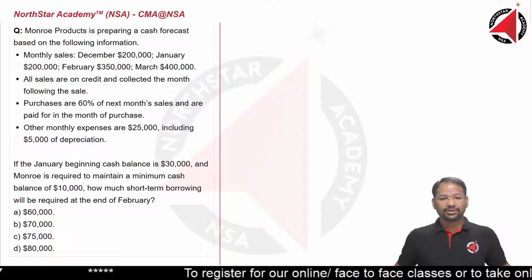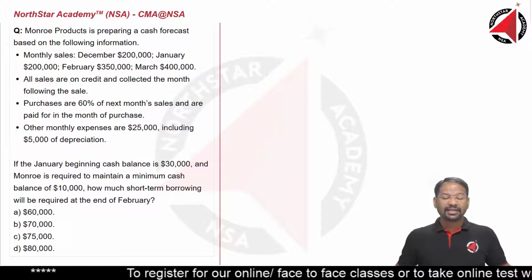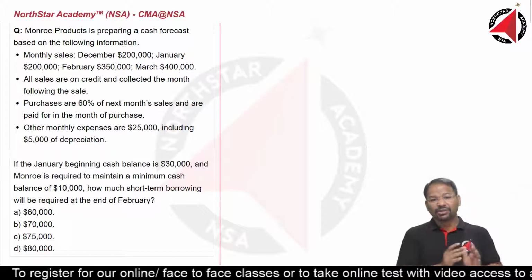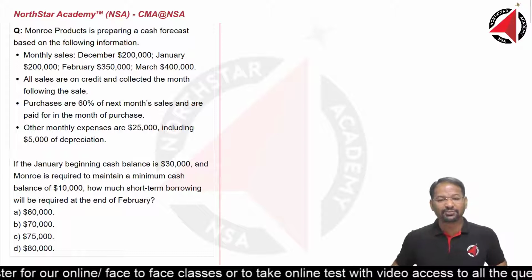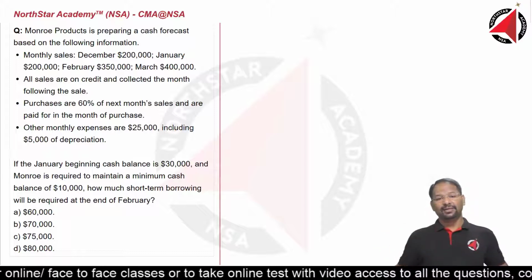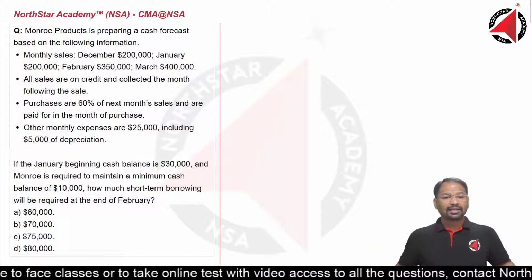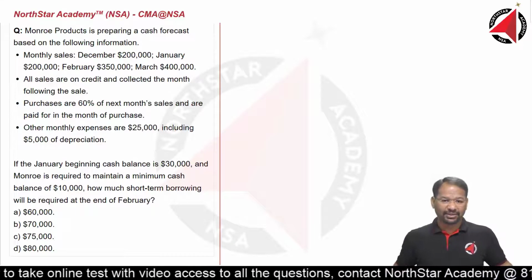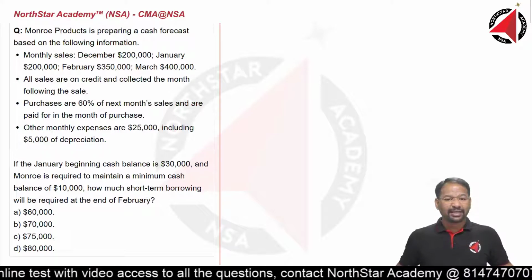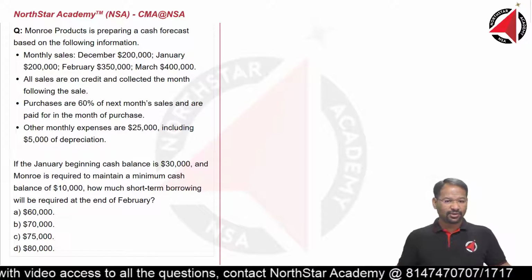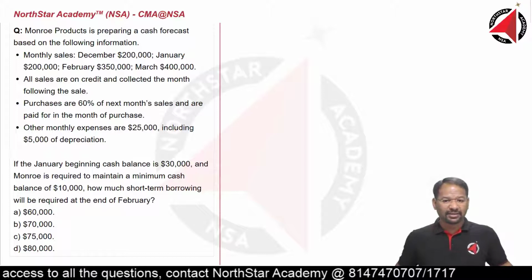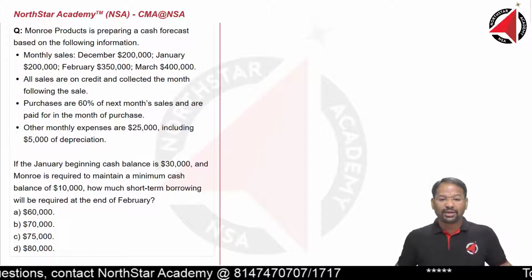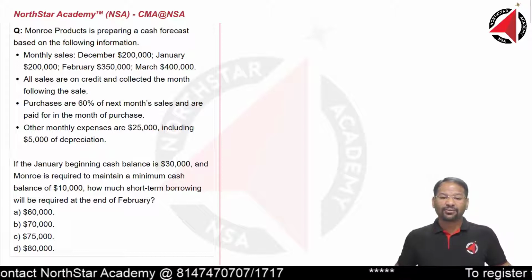Purchases are 60% of the next month's sales and are paid in the month of purchase. Means whatever is the sales of February, 60% of that sales shall be purchased in the month of January and also paid in the same month. Other monthly expenses are 25,000, which includes 5,000 of depreciation. If the January beginning cash balance is given as $30,000, Monroe is required to maintain a minimum cash balance of $10,000. How much short-term borrowings will be required at the end of February?